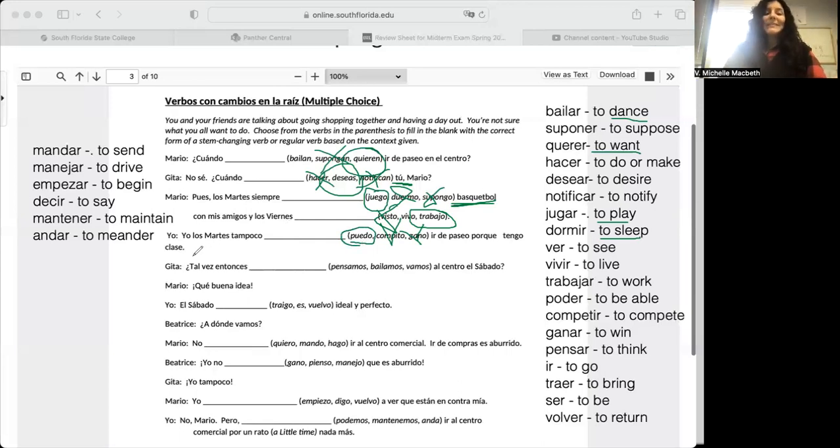Okay, then we have next, tal vez entonces pensamos, bailamos, vamos al centro el sábado, no? So then she's saying next, right? So then maybe we could either think, dance, or go downtown.